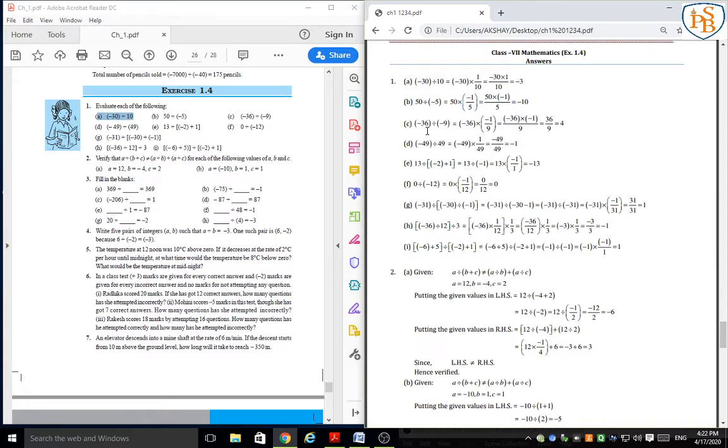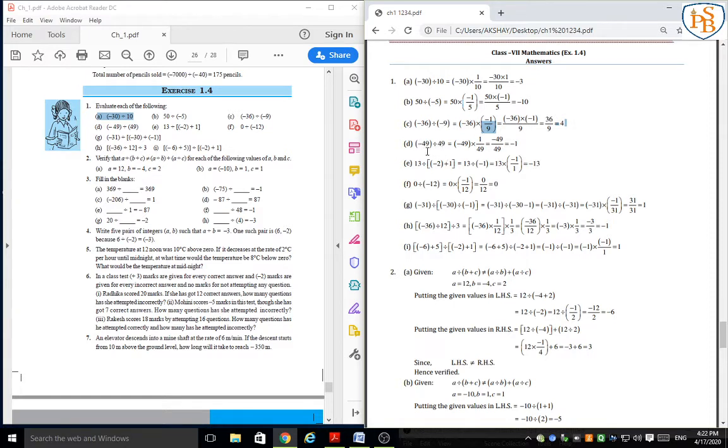C, negative 36 divided by negative 9. So 9 4s are 36, so the answer will be 4. But 36 and 9 carry the same sign, so our answer will carry a positive sign. So our answer is positive 4. That means 4. D, negative 49 divided by 49.